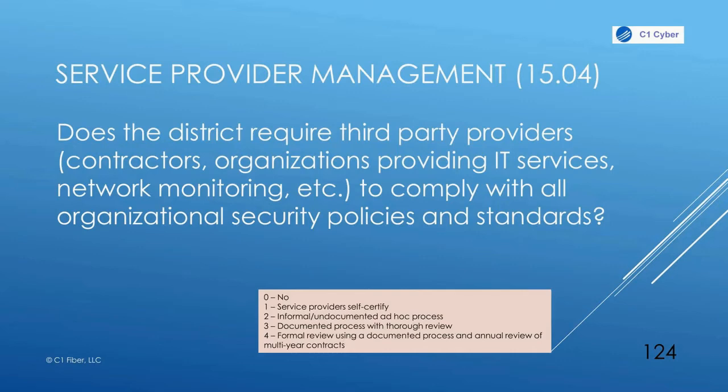Score 1 if your organization allows third-party providers to self-certify. Score 2 if your organization has an informal, undocumented, or ad hoc process. Score 3 if your organization has a documented process with a thorough review. Or 4 if your organization performs a formal review using a documented process and annually reviews multi-year contracts. Pause the video now in order to consider and record your answer before continuing.